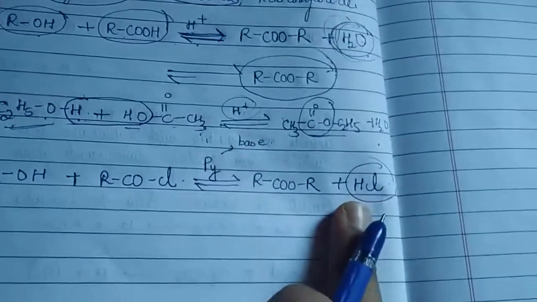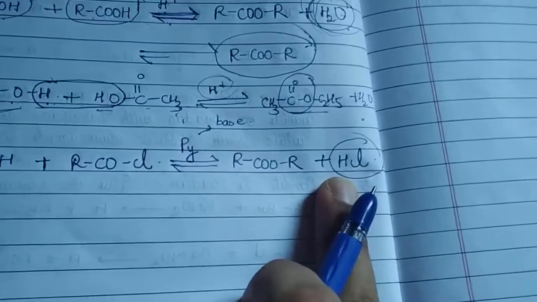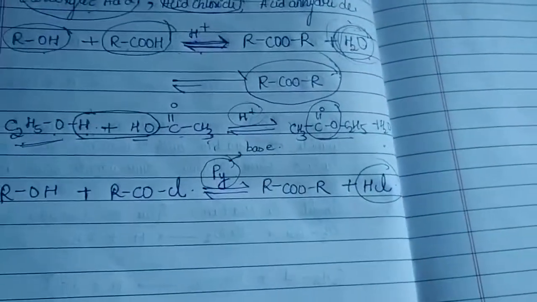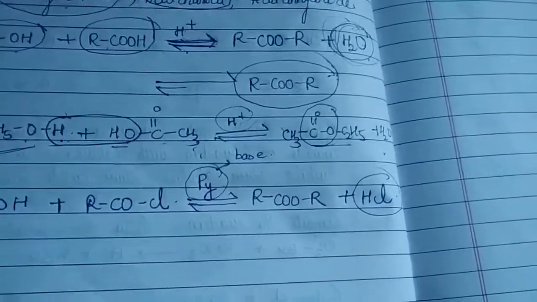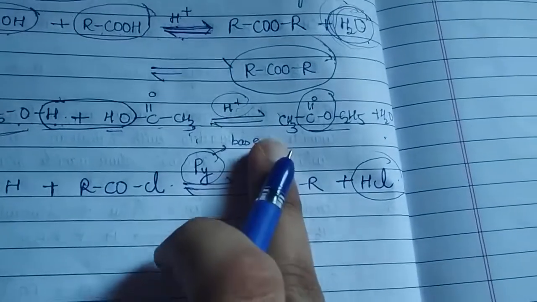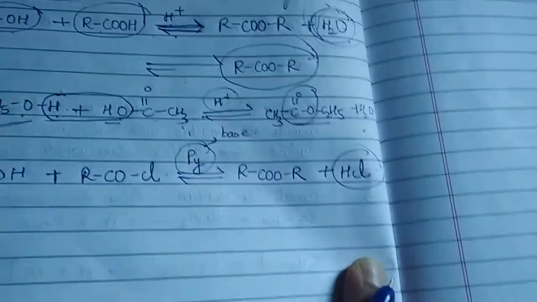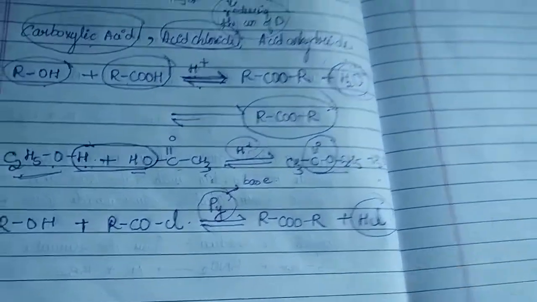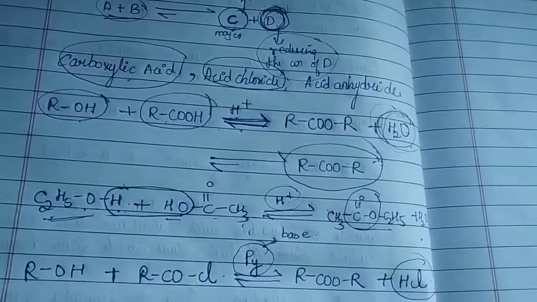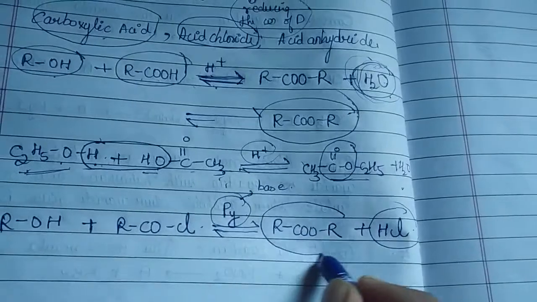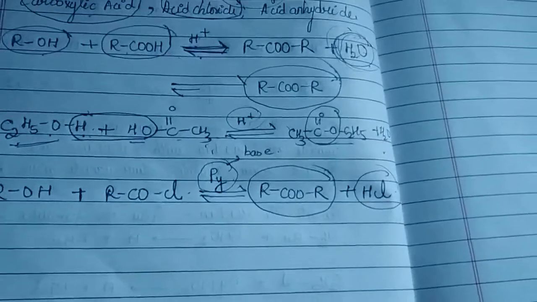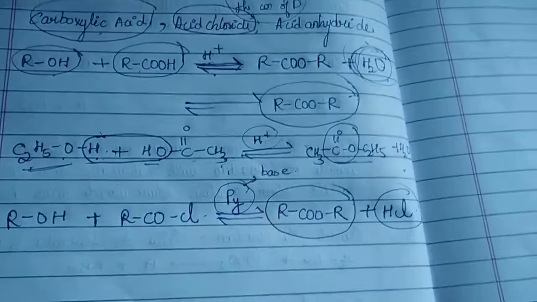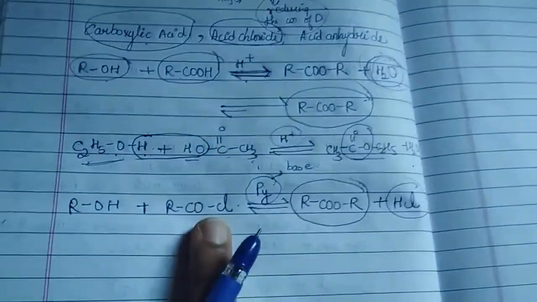So in order to neutralize this acid, what I require is a base. For that reason I chose pyridine as a base. So as soon as the HCl is formed, the pyridine, being a base, tries to neutralize this HCl. Once the concentration of HCl decreases, according to Le Chatelier principle, the forward direction will be favored. Of course, the yield of your ester will be more. That is the reason pyridine is used in the case of acid chloride.